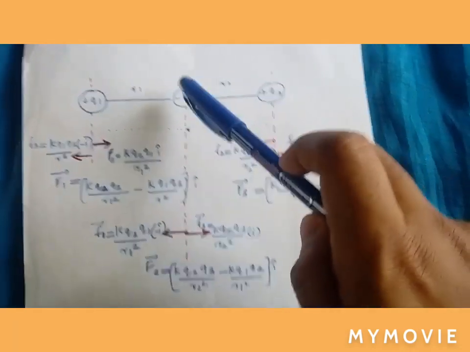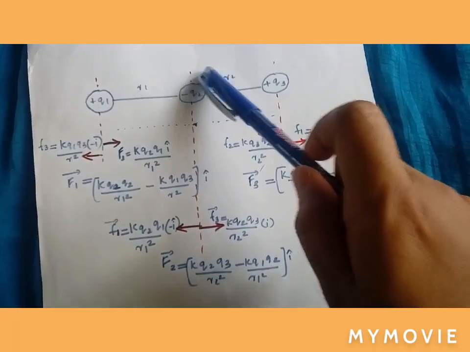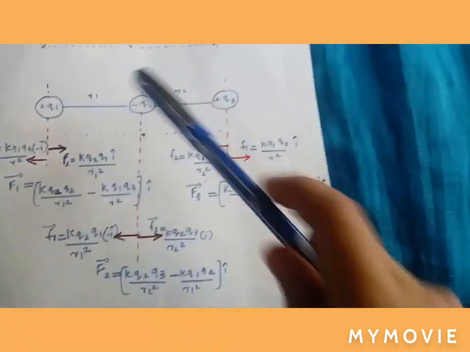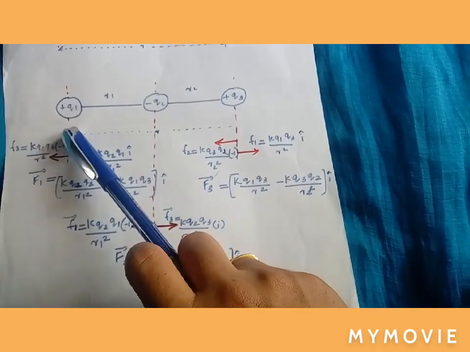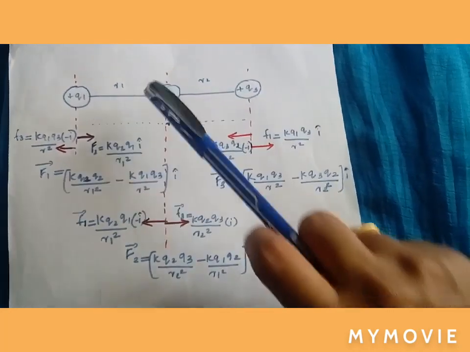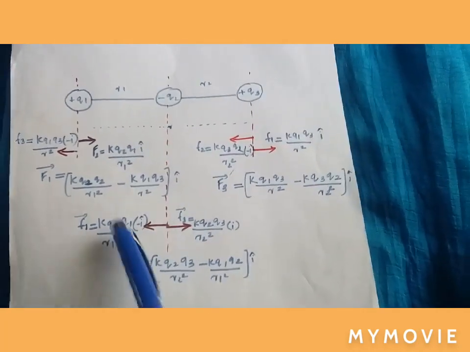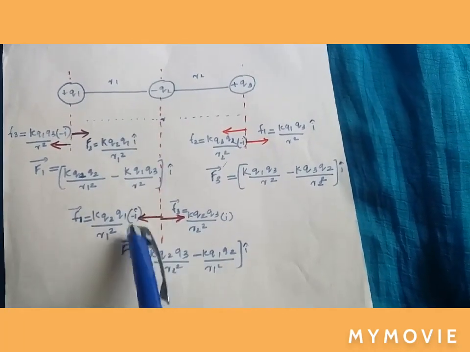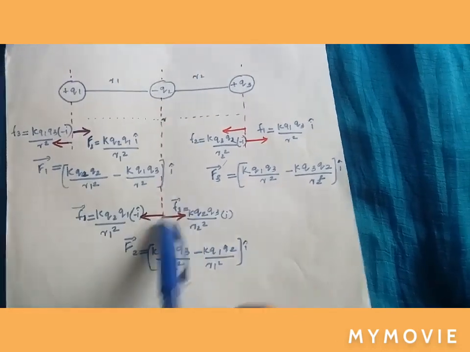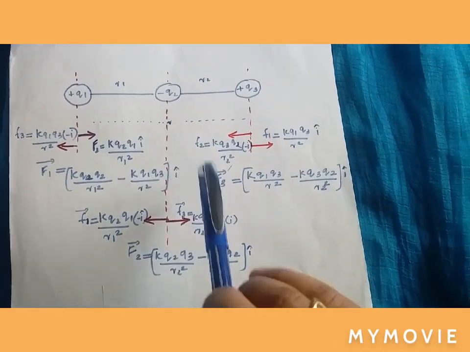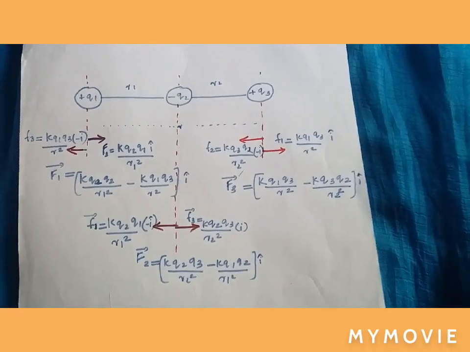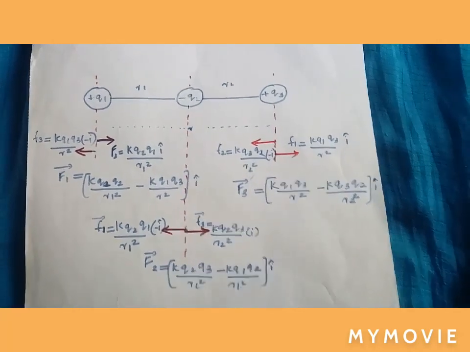We have to find the force on Q2. We know that this is a negative charge. Q1 and Q3 are positive charges. So there will be attraction towards both charges. So there will be attraction here and also here. So attraction means towards that charge and repulsion means away from that charge.